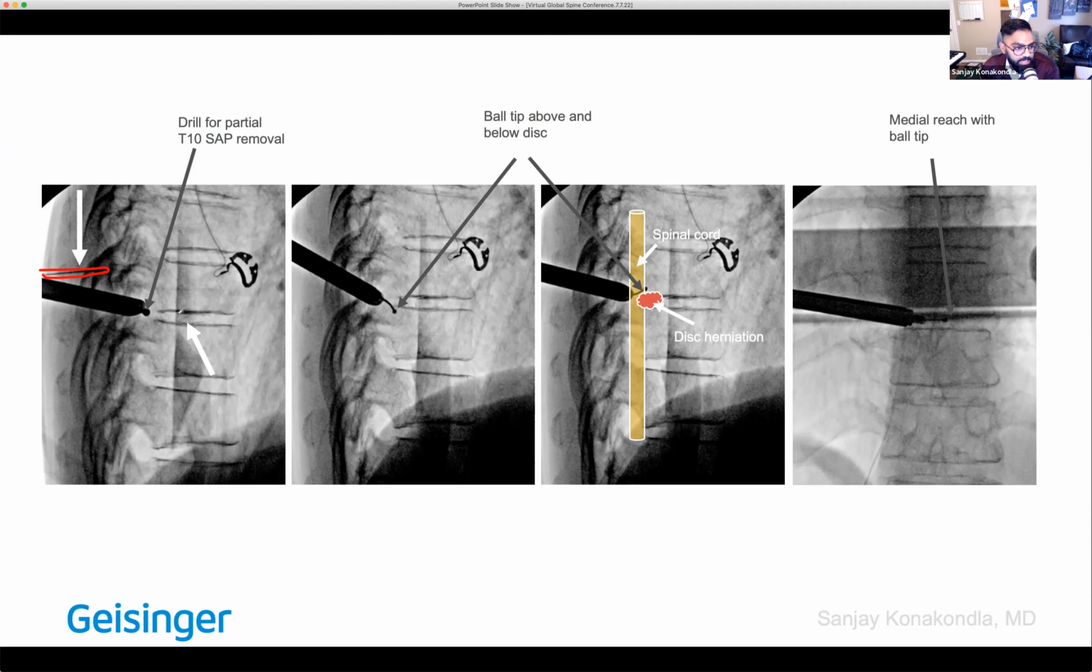And also, again, keeping in mind the preoperative pictures, you can see that intradiscal calcification there. So that helps us reconfirm where we are. That's the 3.5 millimeter round diamond drill bit going through the SAP. And again, once we get through the SAP, we're in the epidural space. We can pass curved ball tips to confirm that we're above and below the disc space. And that helps us a lot.